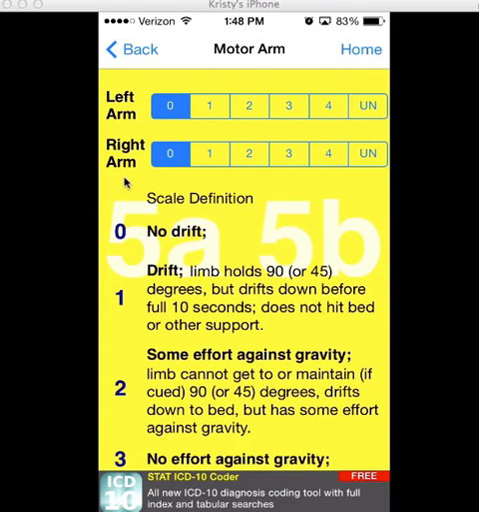On the next couple screens, we will look at motor strength. Testing the motor strength will be done one limb at a time, starting with the non-affected side. You will notice at the top of the screen there are two different scales, one for the left arm and one for the right.